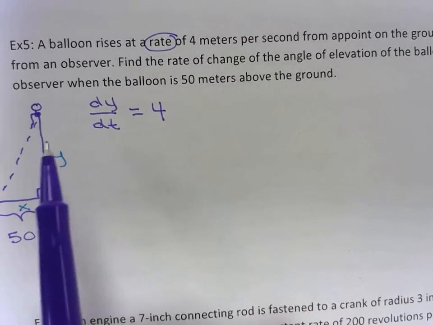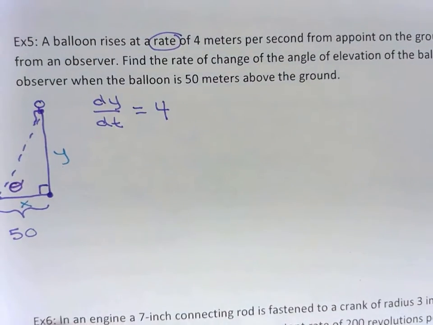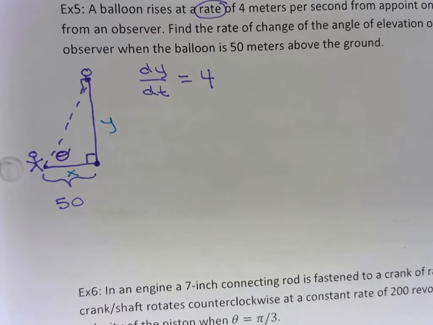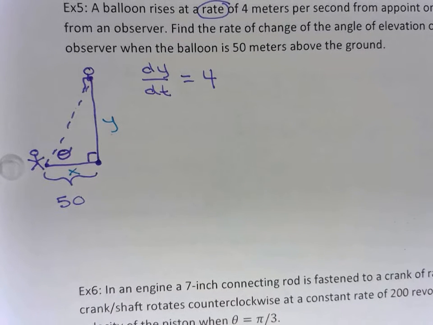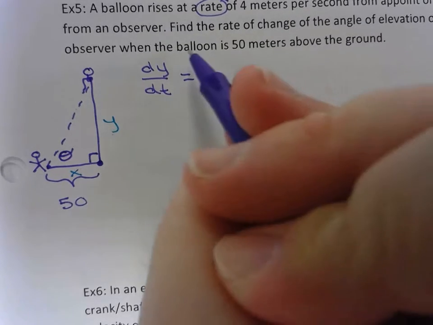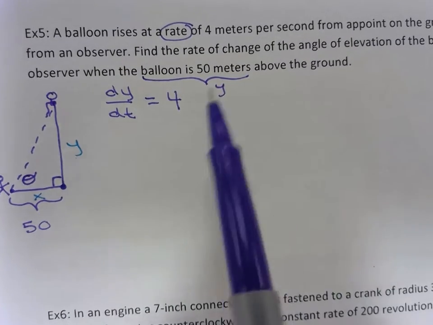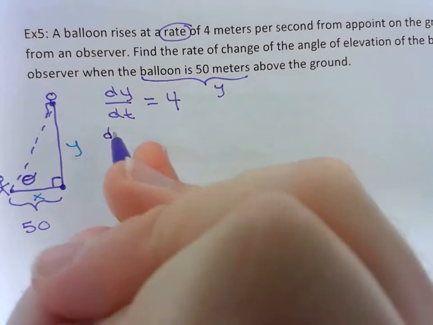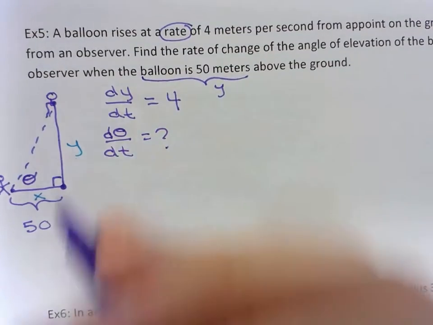Of the balloon from the observer when the balloon. So I want the angle of elevation of the balloon from the observer. So I'm talking about that angle, theta. Theta is usually used to represent angles in calculus. So find the rate of change of the angle of elevation, which is always from the bottom horizontal up, so starting here up to the balloon from the observer, when the balloon is 50 meters above the ground. If I tell you the balloon is 50 meters above the ground, that is going to be my y value. Now, if I want the rate of change of the angle of elevation, rate is always derivative, so that is d theta over dt. That is what they're asking for. That is my unknown.